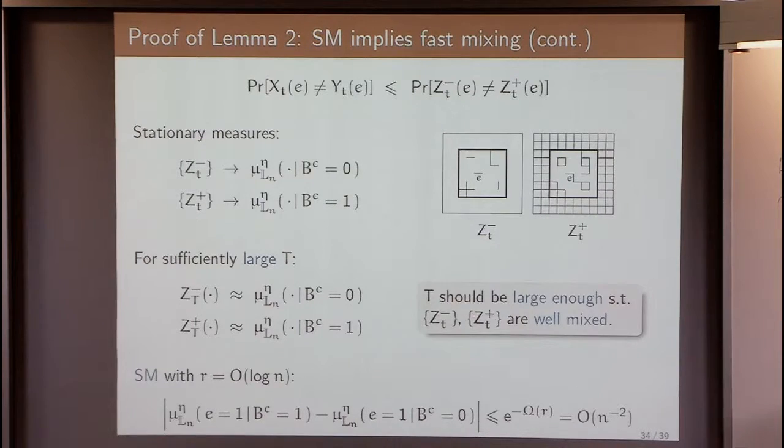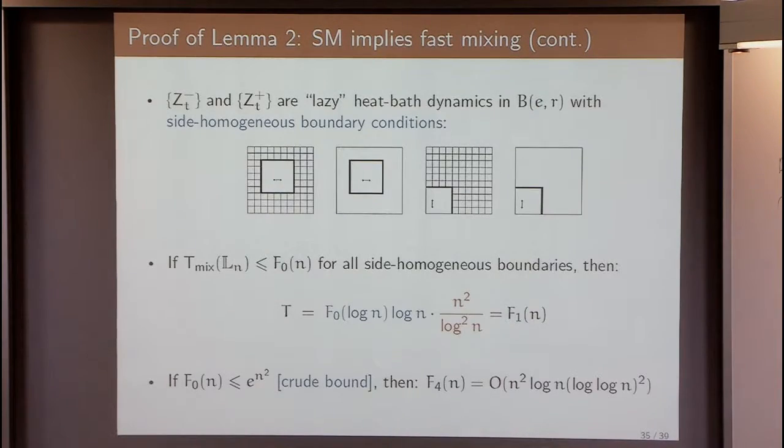But the main question is how large should we pick t such that C_t, C_t minus and C_t plus are close to their stationary measures. And here is where the second property of psi-homogeneous boundary condition becomes very relevant again. The point is that the boundary condition in these smaller boxes is always psi-homogeneous. This is clearly the case if the box doesn't touch the boundary, because it's either the wired or the free. But even if the box touches the boundary, since the boundary condition in the outer box is psi-homogeneous, the boundary condition in the inner box is psi-homogeneous. So this gives us some kind of recurrence.